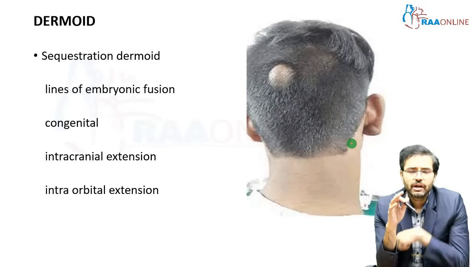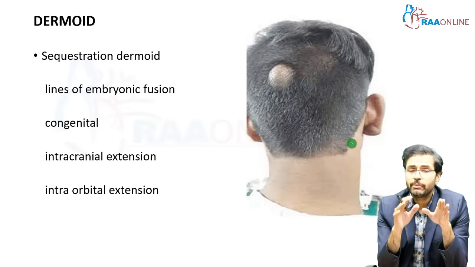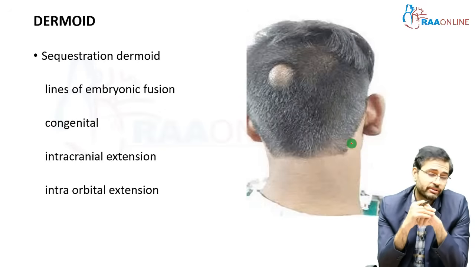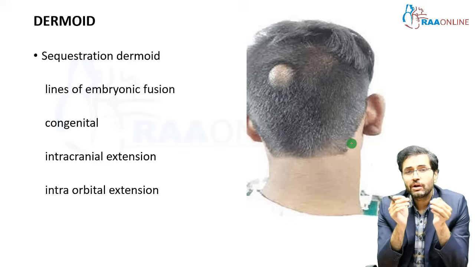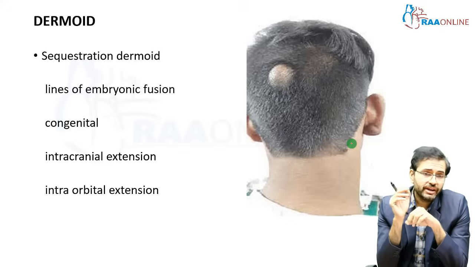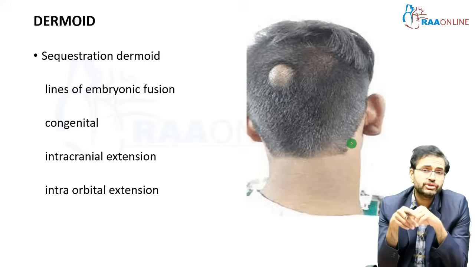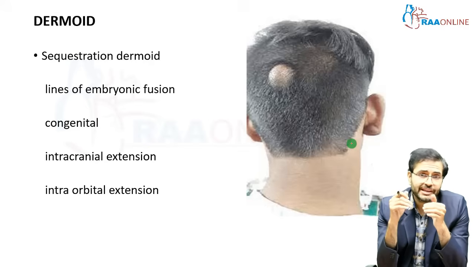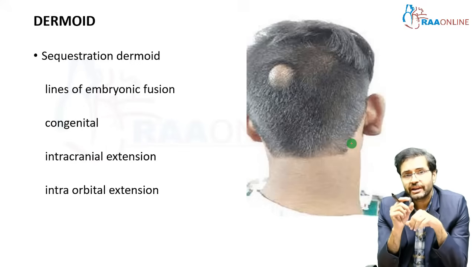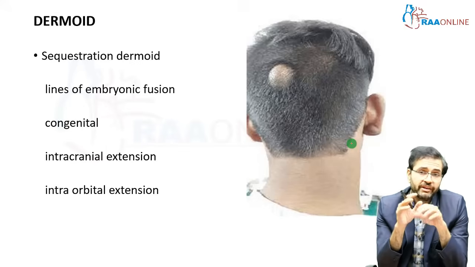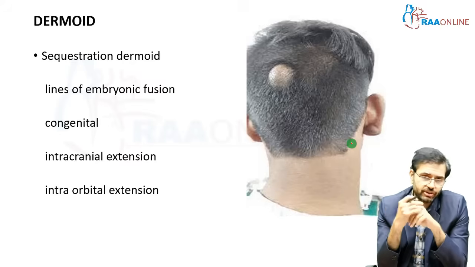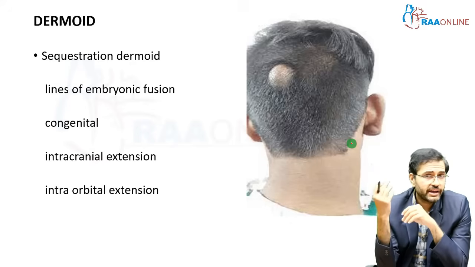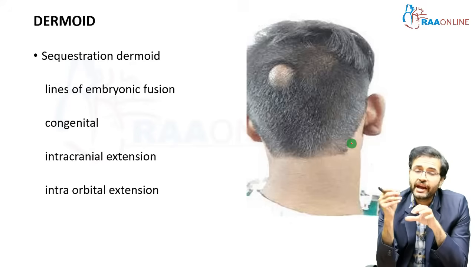Now, a very important cystic lesion that we come across on a day-to-day basis is the dermoid. There are different types of dermoids. Commonly encountered ones are called sequestration dermoids. These sequestration dermoids are congenital in nature and occur along lines of embryonic fusion because of invagination of the epithelium deep within, causing a nidus for cyst formation. When it occurs in the scalp or in the skull, it is prone to intracranial extension. When it occurs in the external angular region, it can extend into the orbit.